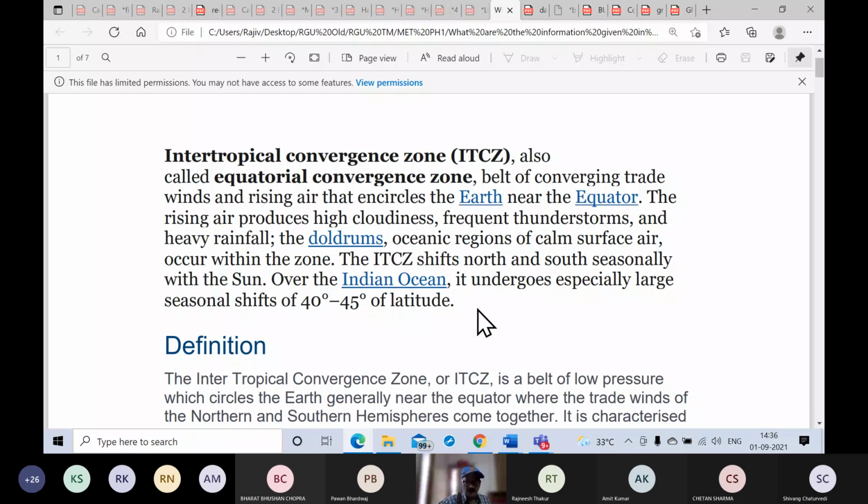It is titled Intertropical Convergence Zone, ITCZ. So if you can see the shared screen, that is good. Then we can have a small discussion on this.